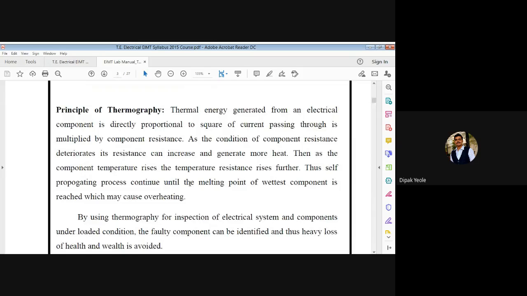We have discussed the introduction. We have discussed the analysis. We do not have a thermography camera in our laboratory. But no doubt, based on thermography cameras or thermography images, one can predict in which part the fault is going to be observed. We know that the thermal energy generated from an electrical component is directly proportional to the square of the current passing through it multiplied by the component resistance. This is the formula they have given for the thermal energy.